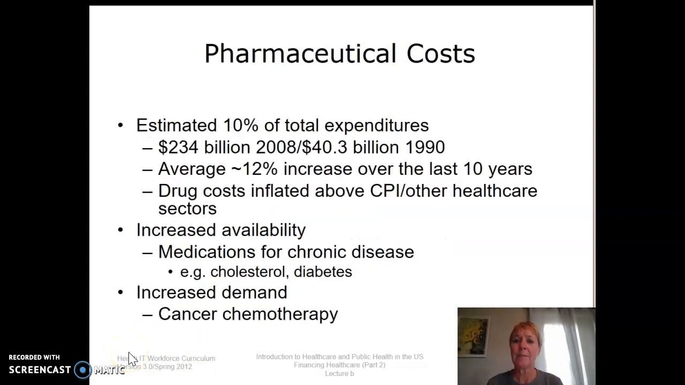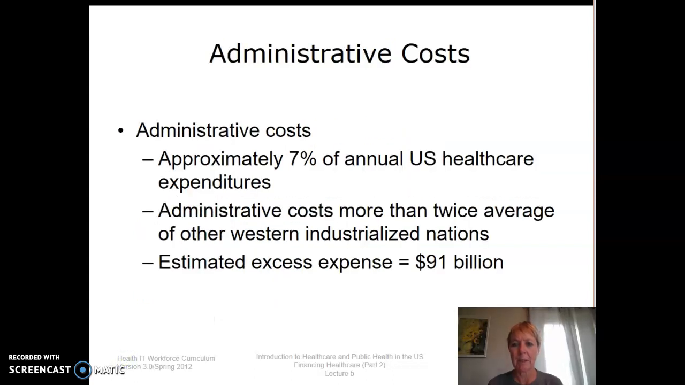Pharmaceutical cost, 10% of our total expenses are estimated to be due to pharmaceuticals. And this you can see. Medications for chronic diseases continue to be a factor. And now lately in the news is the increase in the cost of those meds for chronic diseases and the discussion: do these meds really cost that much? What is going on in our pharmaceutical industry? Increased demand and improvements in cancer treatment, improvements in cancer chemotherapy, have also driven up cost.